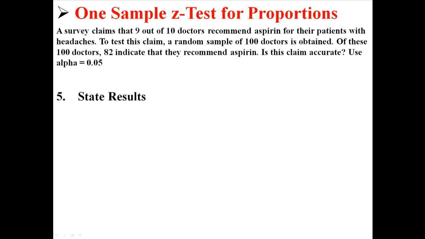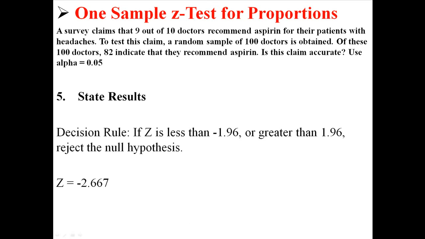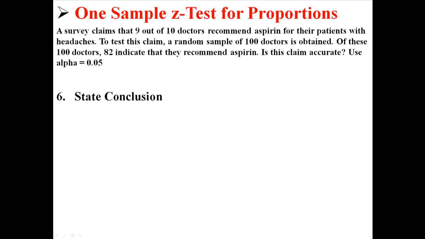So now I'm going to state our results. Our decision rule was that if z is less than negative 1.96 or greater than 1.96, we're supposed to reject the null hypothesis. And we found a z that was negative 2.667. Now, as you can see, that's less than negative 1.96. So what we're going to do is reject the null hypothesis. And now we're going to state the conclusion.